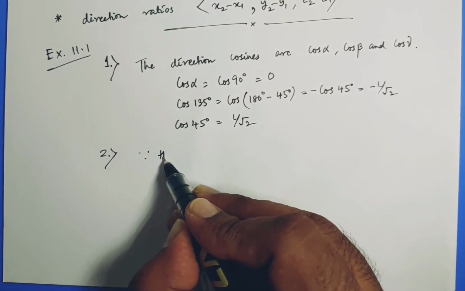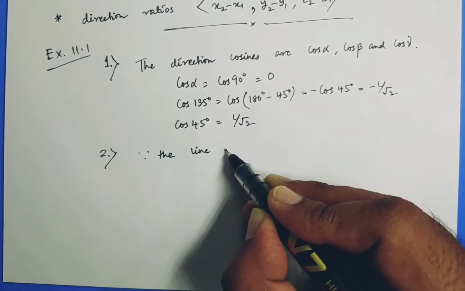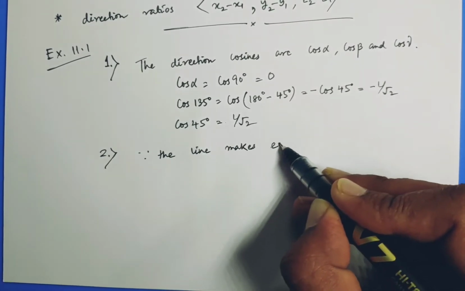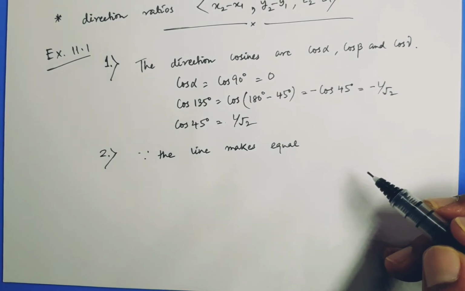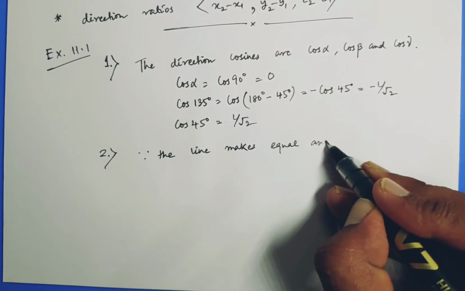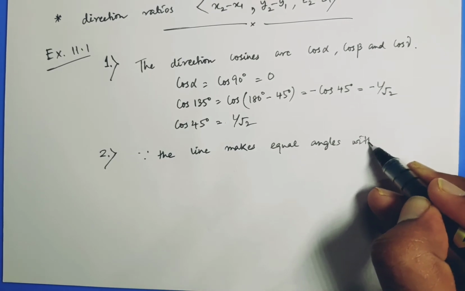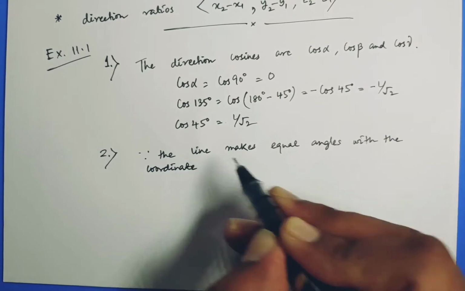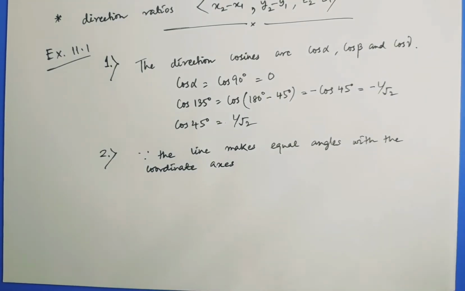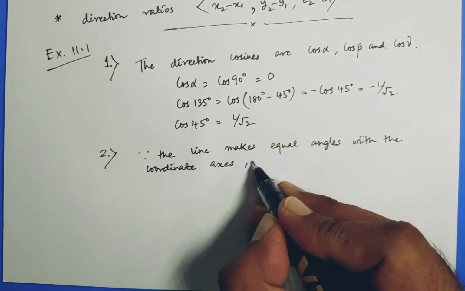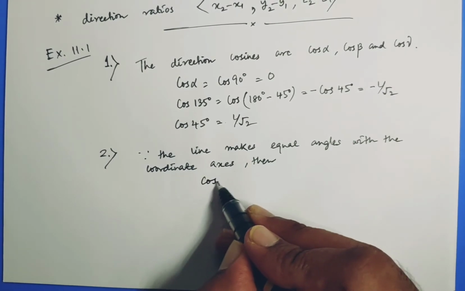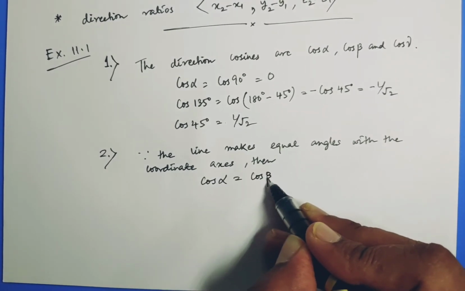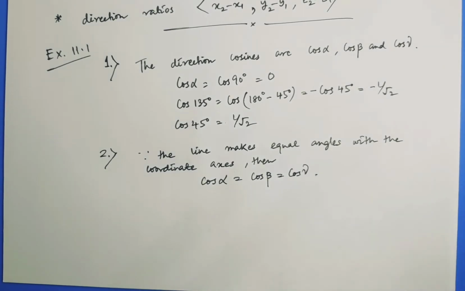Since the line makes equal angles with the coordinate axis, then cos alpha is equal to cos beta is equal to cos gamma, right? Now we have a relation.